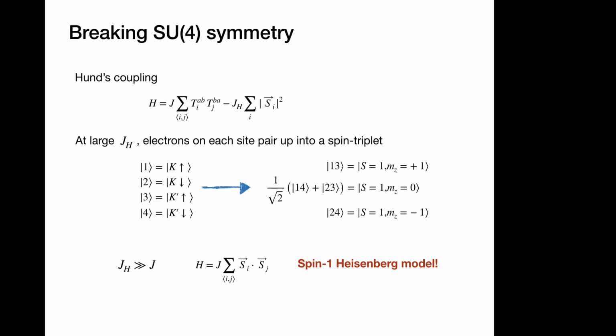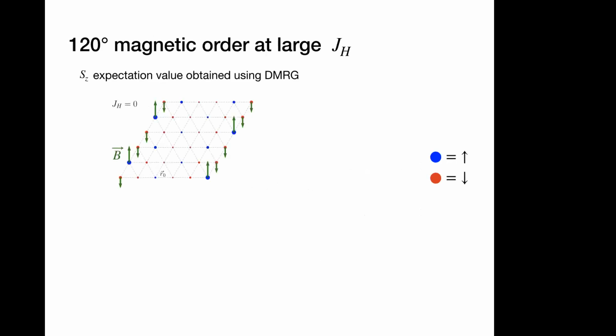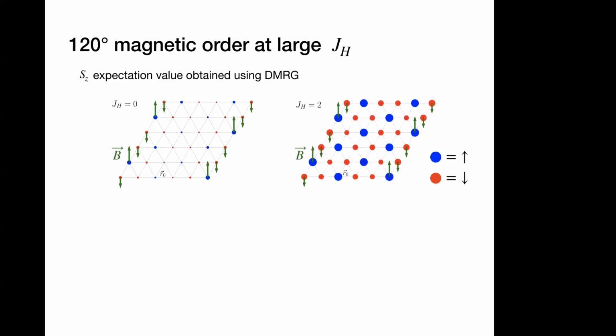Now we know that the spin 1 Heisenberg model on the triangular lattice actually orders, forming a 120-degree ordered state. So we expect that as we increase JH, our system will go from this magnetically disordered into an ordered state. And we can probe this again using DMRG, where this is the result I showed you previously for the SU4 symmetric system where JH is 0. And then as we go to large JH, we can see that a 3 sublattice ordered state indeed forms.